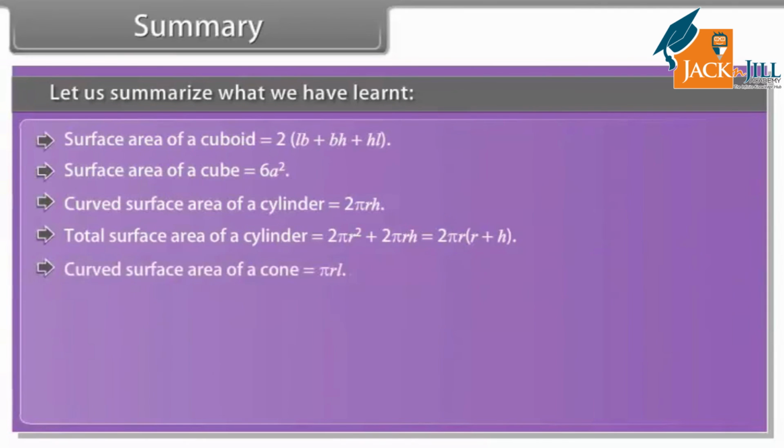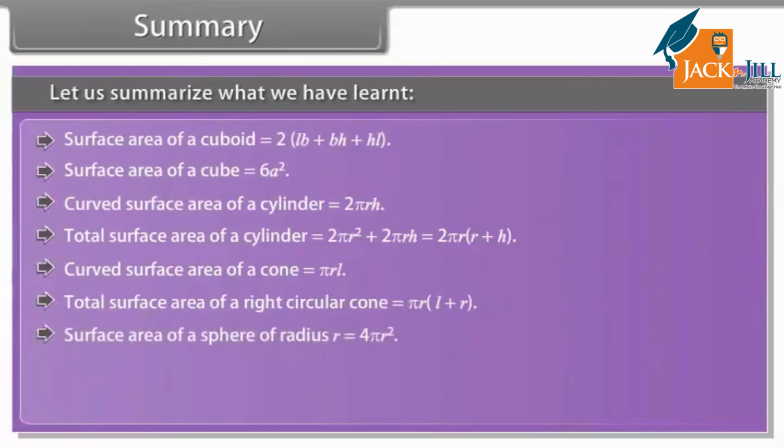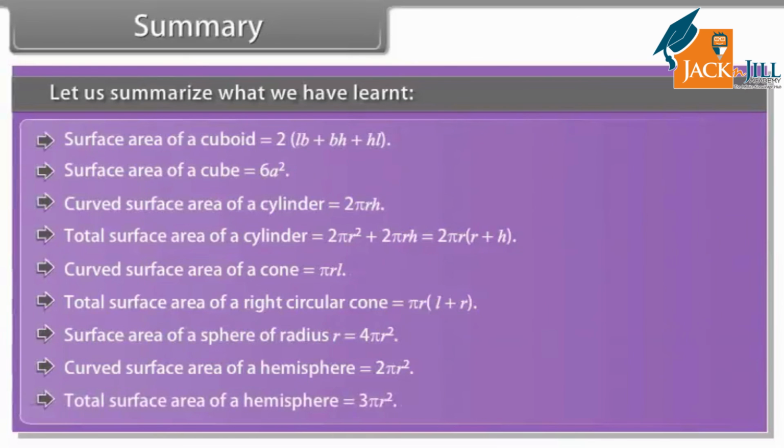Curved surface area of a cone is equal to πrL. Total surface area of a right circular cone is equal to πr(L + r). Surface area of a sphere of radius r is equal to 4πr². Curved surface area of a hemisphere is equal to 2πr². Total surface area of a hemisphere is equal to 3πr².